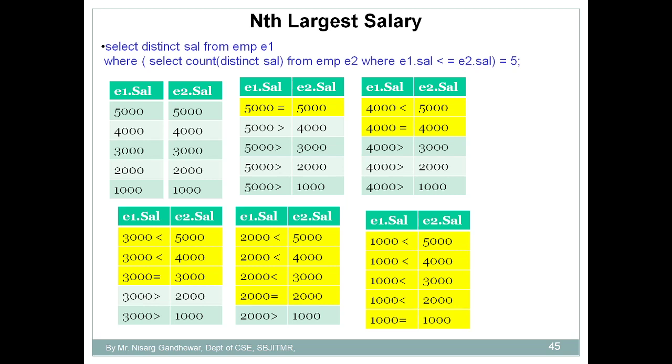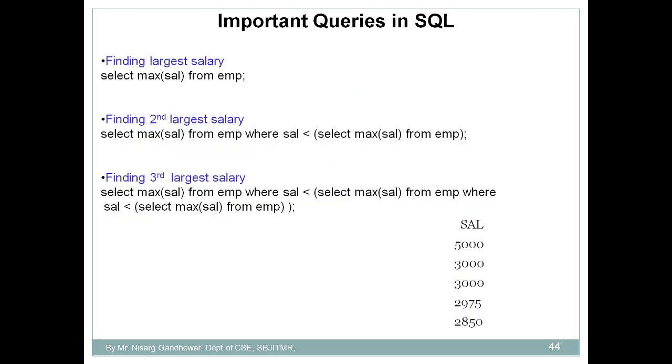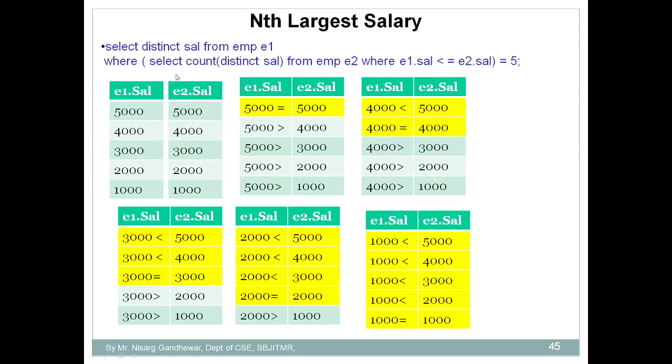So how can I find it? One way is by nesting this query four times. Another way is this generalized query, which returns the nth largest. Here I have written equals to 5, which means it will return the fifth largest salary of an employee.